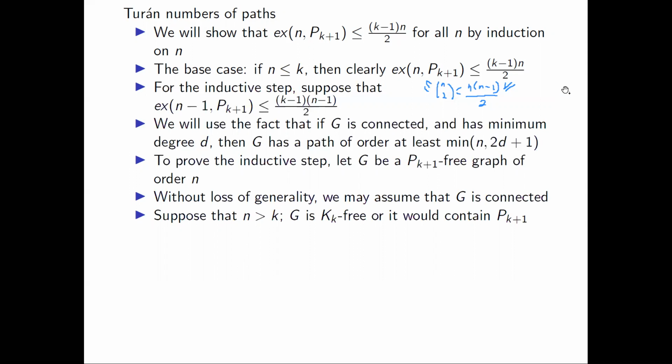Now, since n is greater than k, we can see that G is not only free of the P sub k plus 1, it also has to be free of complete graphs of order k. Why is this? Well, let's say that G had some complete graph of order k right here, and G has order n. So we know that the order of G is greater than k because n is greater than k. So that tells us that there must be some vertex outside of the complete graph K sub k in G.